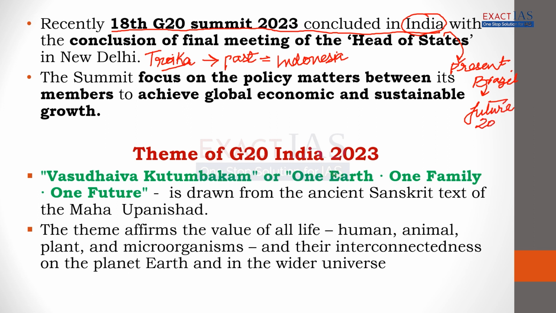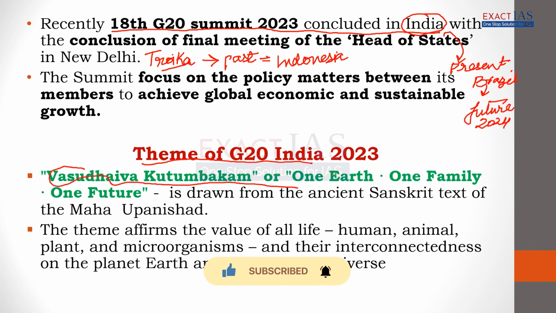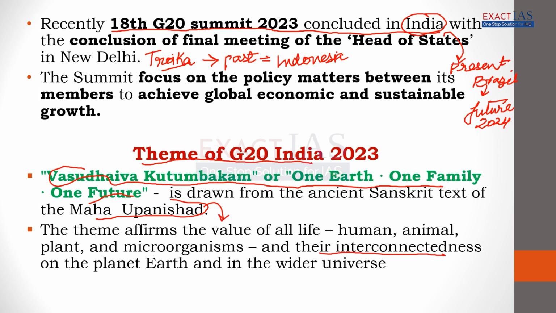इस साल का theme for the G20 summit in India was Vasudhaiva Kutumbakam, यानी वन अर्थ वन फैमिली वन फ्यूचर, जिसे महा उपनिषद से लिया गया है. इस कहावत का डीपर मीनिंग वुड बी द इंटरकनेक्टेडनेस ऑफ अर्थ and all the other elements that are present on it, including humans, animals, plants, and microorganisms.